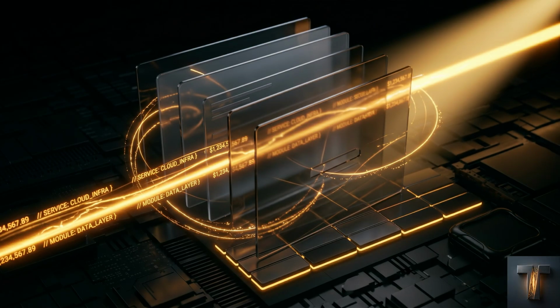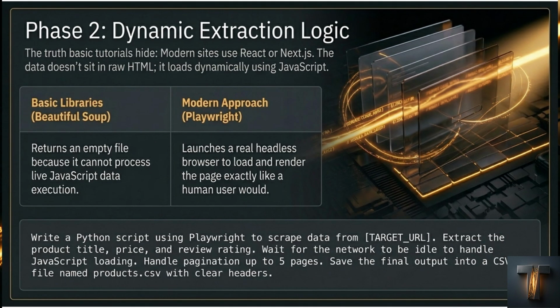Now, why did I ask the AI to use Playwright instead of Beautiful Soup? Here is a truth most basic tutorials won't tell you. Most modern websites use React or Next.js. The data doesn't just sit in the raw HTML, it loads dynamically using JavaScript. If you use a basic scraping library, your script will return an empty file. Playwright launches a real, headless browser to load the page exactly like a human user would.